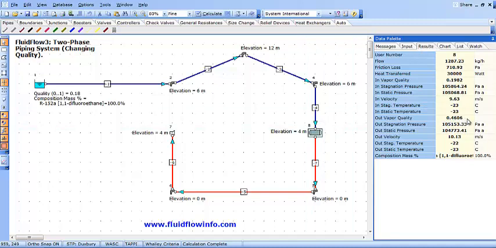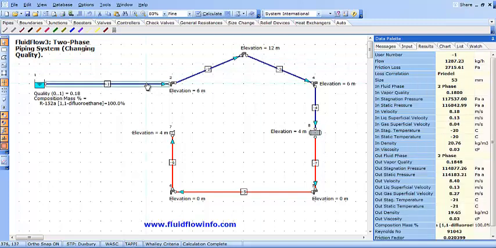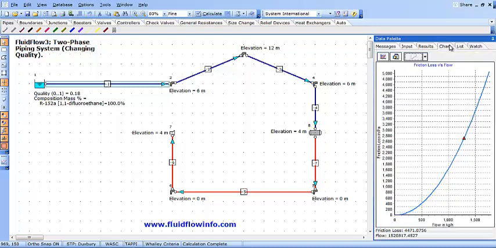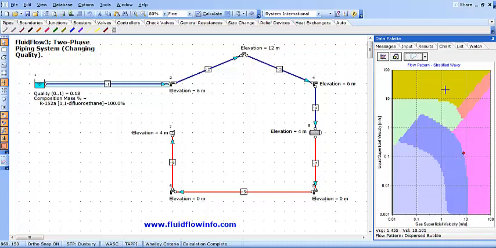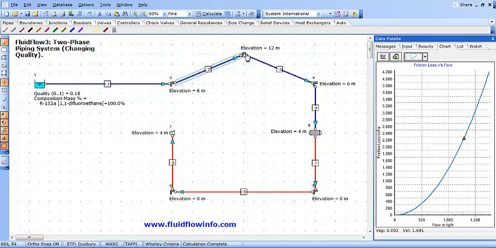FluidFlow also allows you to view the flow pattern map for a given pipeline. For instance, if we select pipe -1 and on the Chart tab select the flow pattern map, we can see that the flow pattern for this pipe is just on the border of the stratified wavy flow regime. If we select the following pipe, which is an inclined pipe, changing from an elevation of 6 meters to 12 meters, we can see that the flow pattern is now annular mist.